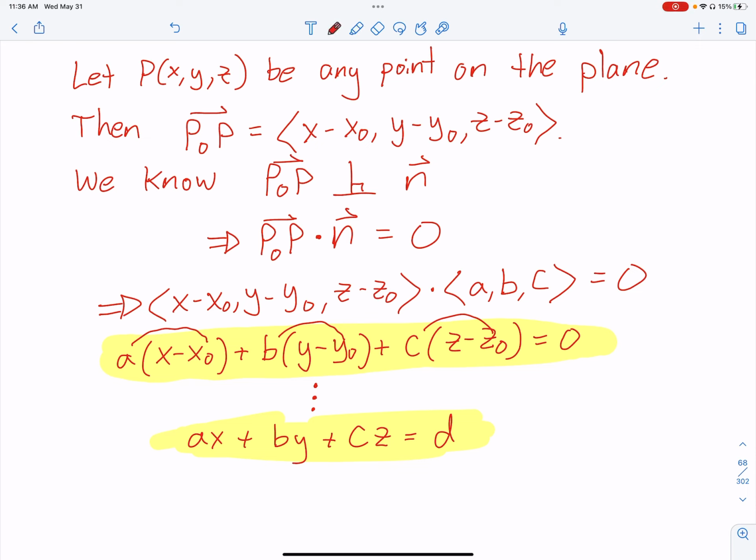So let's write this down. Standard form, general form. All right, so that's how we come up with our equation of a plane.